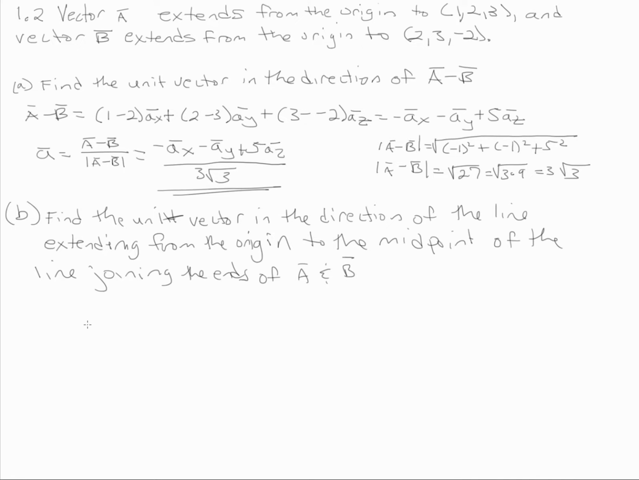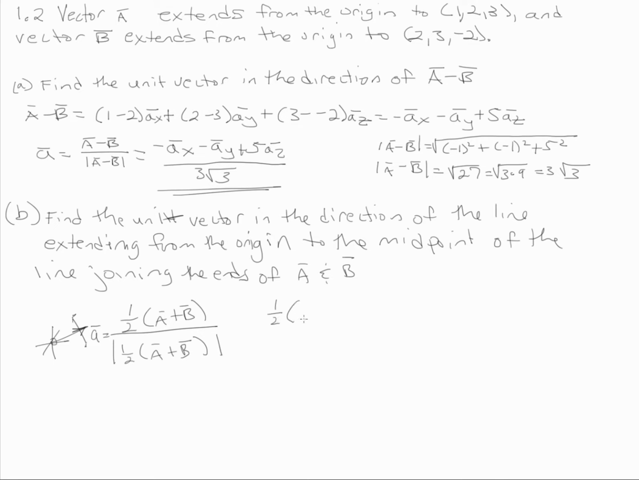So they want the midpoint, so we have some point A and a point B, and there's a line, and here's the origin, so they want this line from the origin to the midpoint. This is just going to be equal to 1/2 of A plus B, and then we're just going to have to divide that by the magnitude of 1/2 A plus B to get the unit vector.